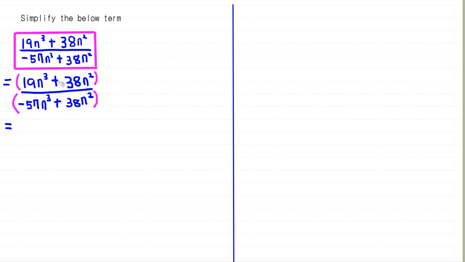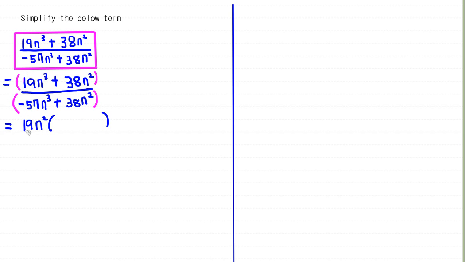So if you were to do that, what is the common expression in the 19 times n to the third power plus 38 times n squared? Well, both terms can be divided by 19 times n squared. We can pull this factor out of the numerator, so it is going to be equal to 19 times n squared times something.